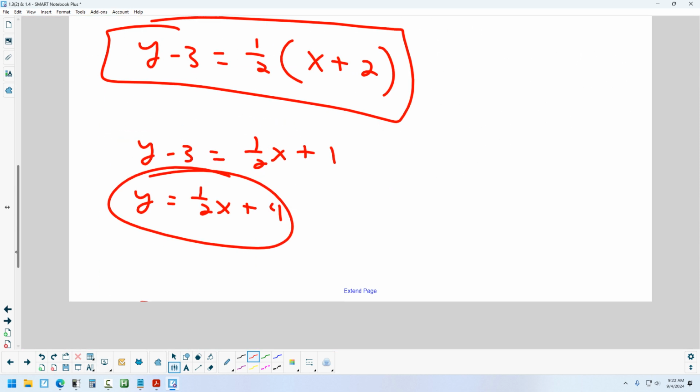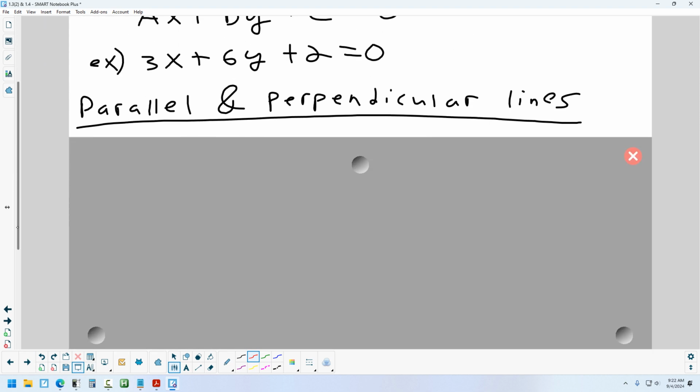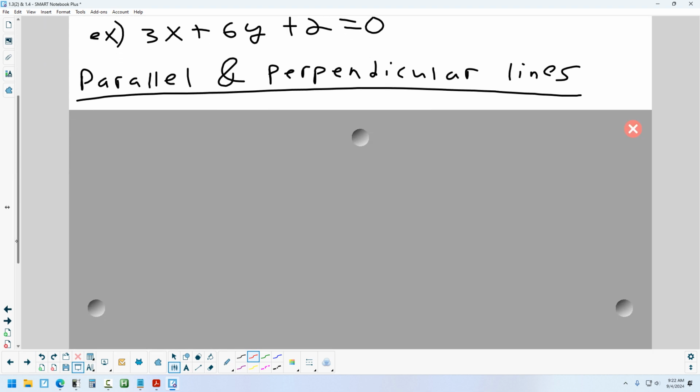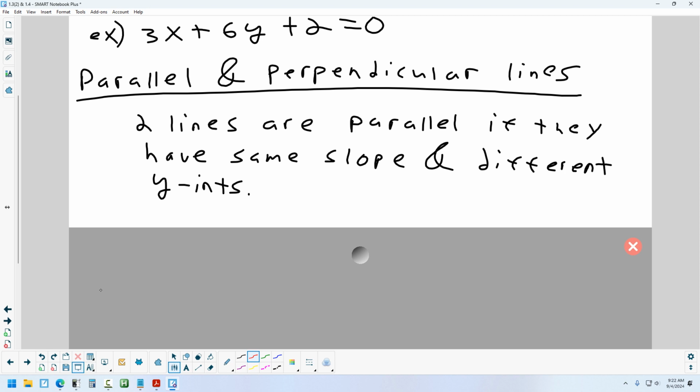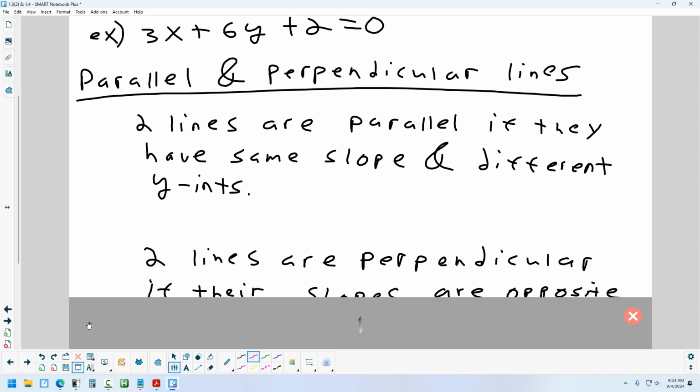All right, so parallel and perpendicular lines. In terms of slope, how do parallel lines compare to each other? Yeah, Matt? They have the same slope. Parallel lines have the same slope, and they also have to have something that's different. A different b, and b is the y-intercept. Yeah, because if they have the same slope, same intercept, then they're the same line. So parallel lines, same slopes, different y-intercepts.